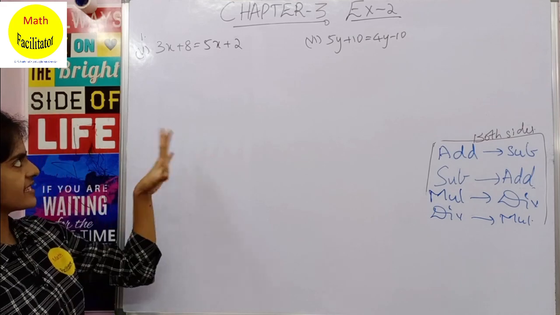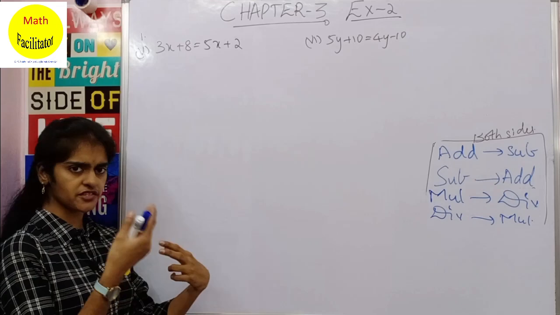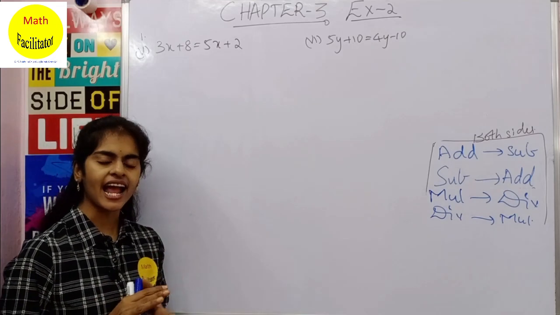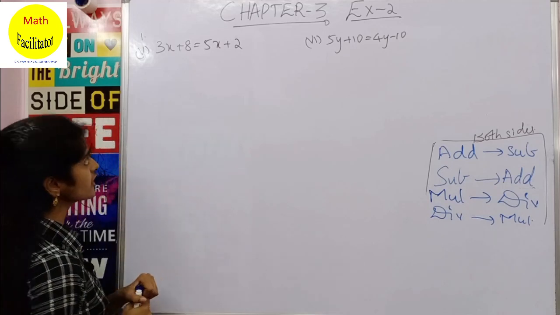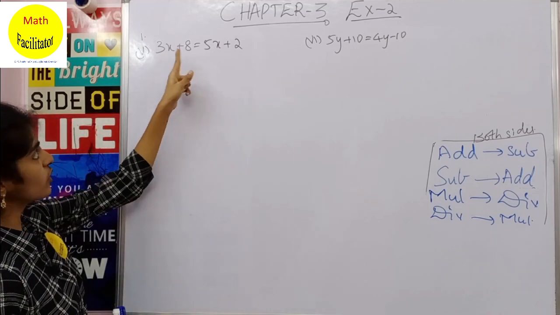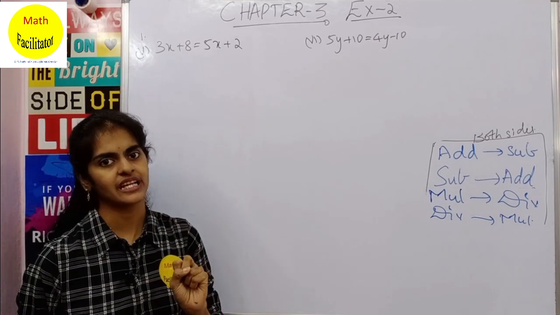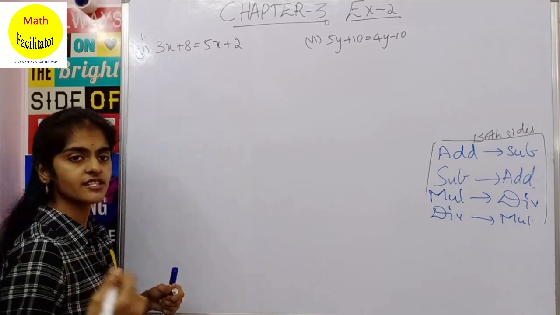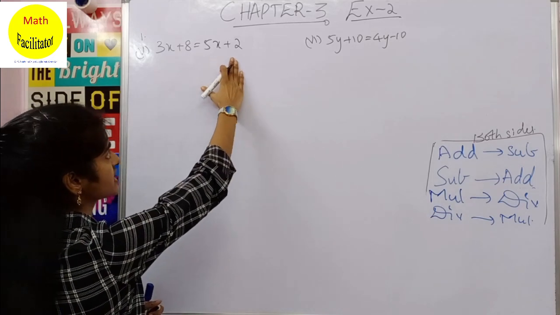So you have to solve this using the without-transposing method. Okay, so the problems which we have just done had variable only on one side of the equation, right? But here you can see you have variables on both the sides of the equation. So how will you do this now? The same method we shall do. Okay, so look here. So you have 3x plus 8 equal to 5x plus 2.